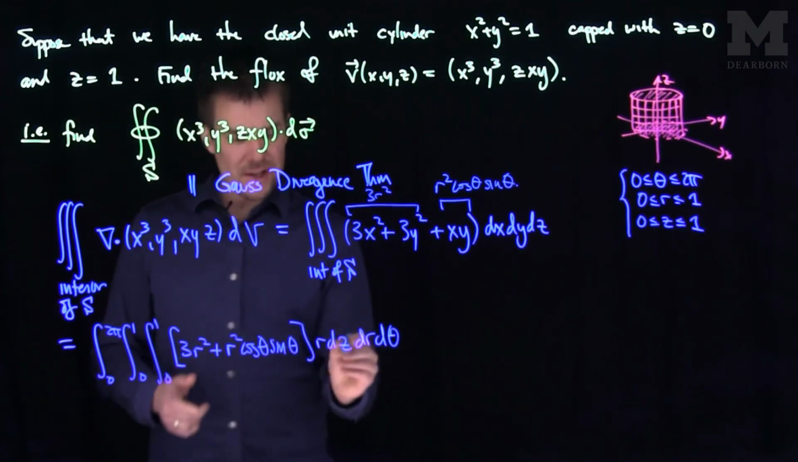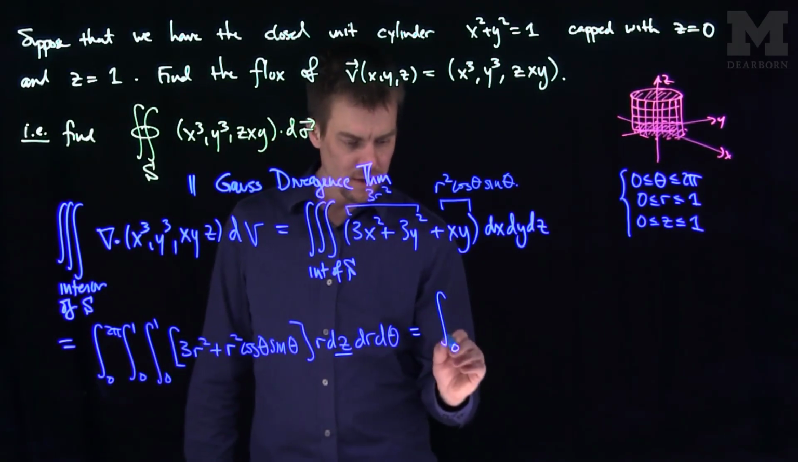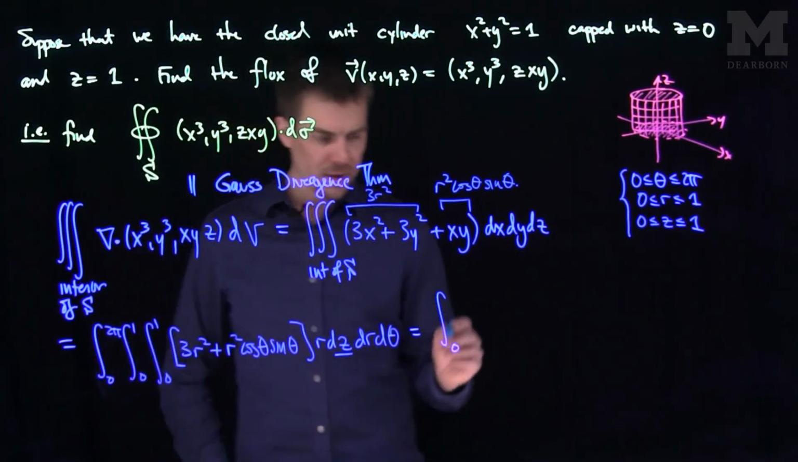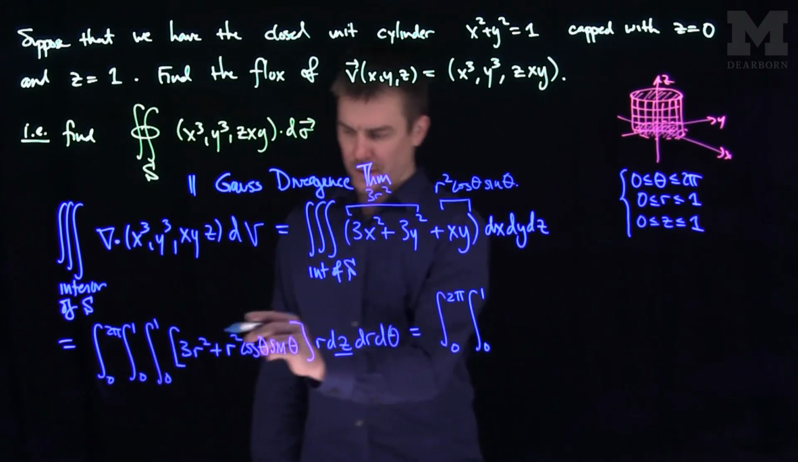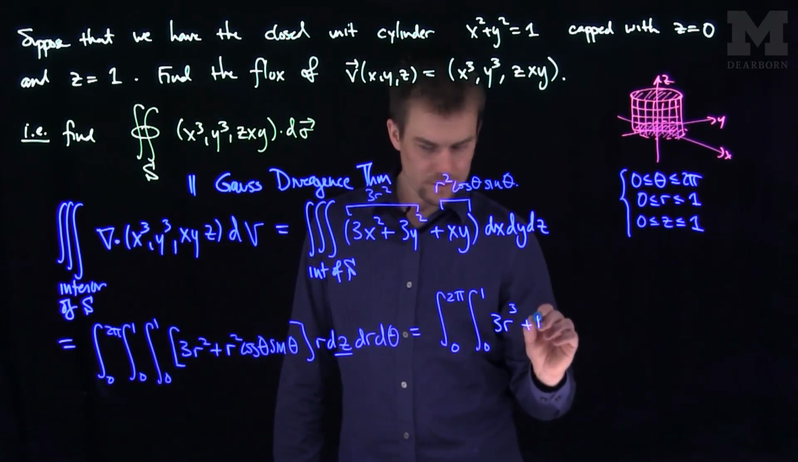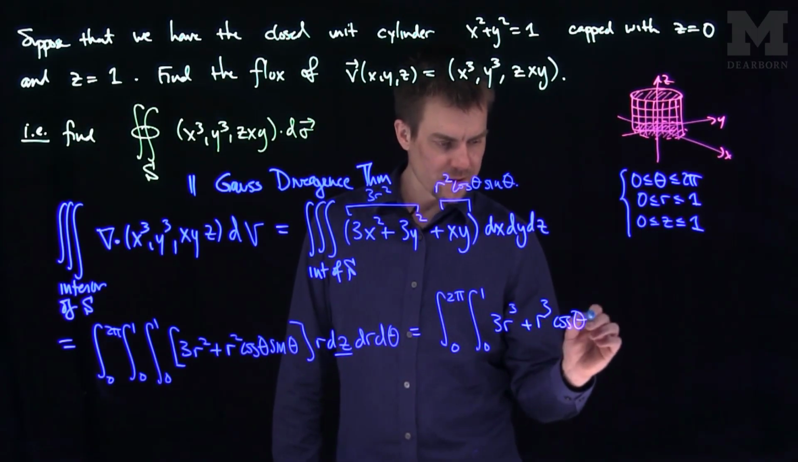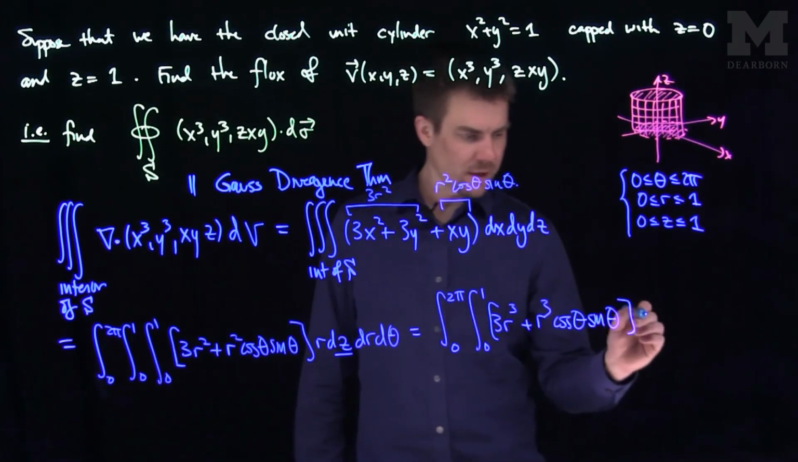So now the z integral, there's no z's in here, so the z integral is just going to go away. I'm integrating from 0 to 1, so that has a length of 1. Integral from 0 to 2 pi, integral from 0 to 1 of, let's multiply this through, I'm going to have 3r cubed, and then r cubed cosine theta sine theta, dr d theta.